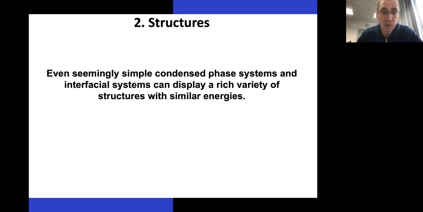Very briefly now, before taking a break, I want to say something about structures. In the condensed phase, there can often be a very rich variety of structures that have very similar energies. And so in order to get the right ground state structure, we need to have an accurate energy prediction, but we also need to sample configuration space, and we need to be open to the prospect of a wide variety of structures.